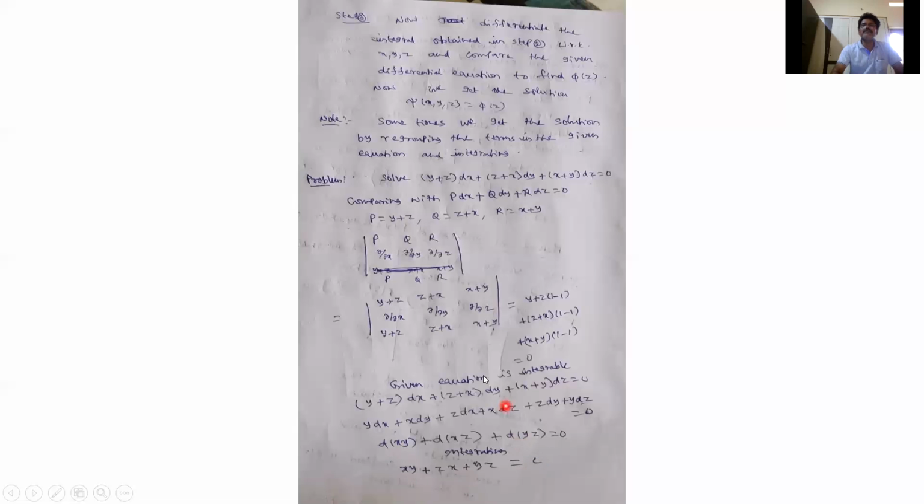So in this example, we can get the answer directly. Just regrouping y dx plus x dy as one group, z dx plus x dz as another group, and z dy plus y dz, equals 0. So we can write the derivative of xy plus the derivative of xz plus the derivative of yz equals 0. So integrating, we get the solution xy plus zx plus yz equal to c.